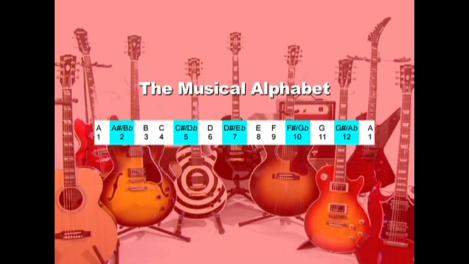The notes A, B, C, D, E, F, and G are called basic or natural notes. The notes A sharp and B flat, C sharp and D flat, D sharp and E flat, F sharp and G flat, and G sharp and A flat are called accidentals. Accidental notes will be used later on in this study course.